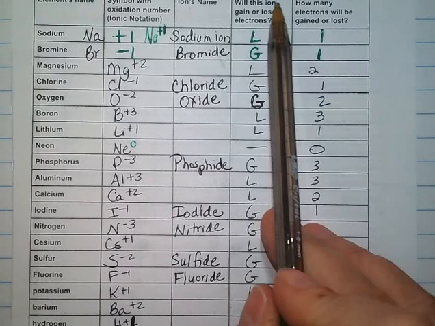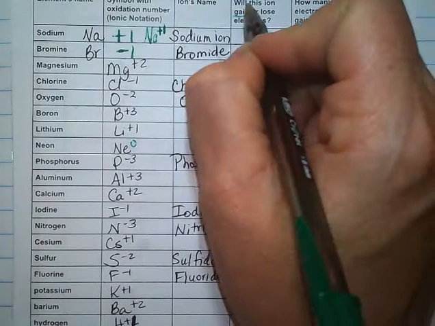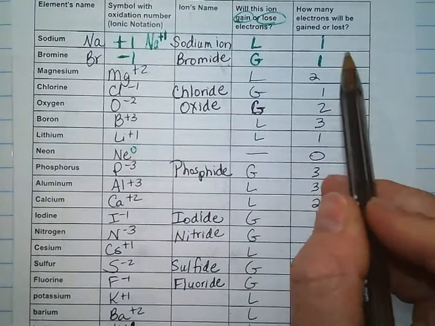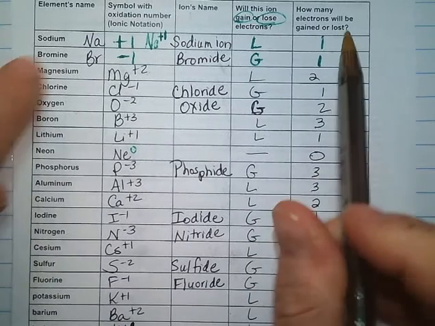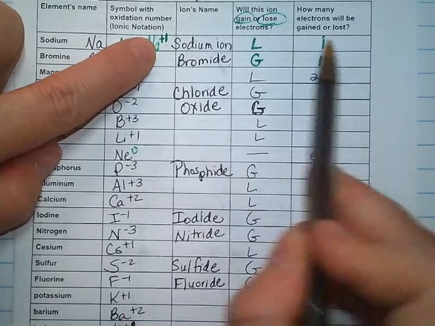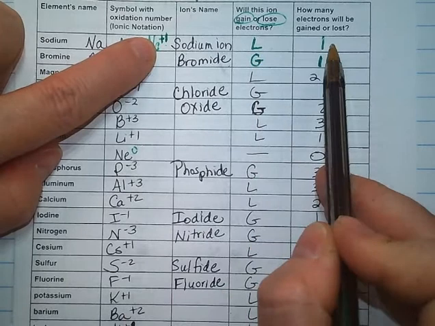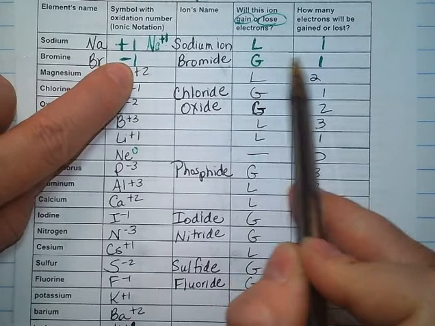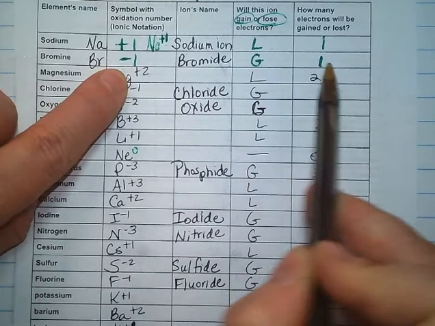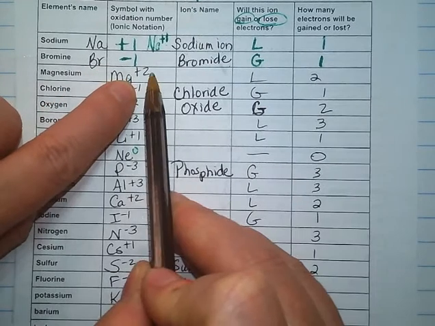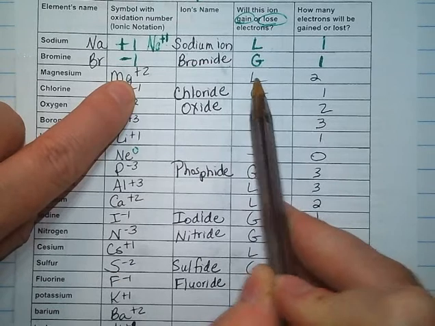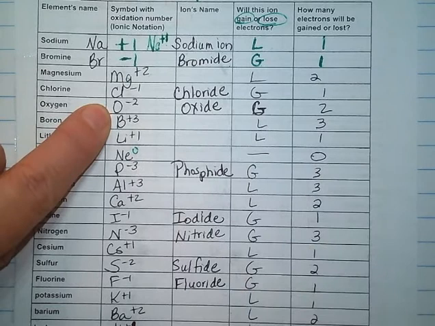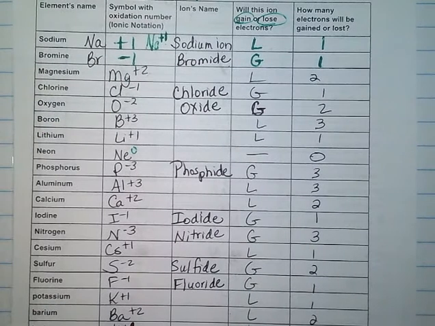And it's going to lose or gain. So we looked at gain or lose an electron. This one's going to lose an electron, and how many? It's going to lose 1. How do we know that? Because it's positive and there's a 1. So it's losing 1. Bromine is a negative 1. So negative means it's gaining. How many? 1. Negative 1, gaining 1. Positive 2 for magnesium. What does that mean? Losing how many? 2. Positive 2, losing 2. So on and so forth down the line. So that's what all that information means.